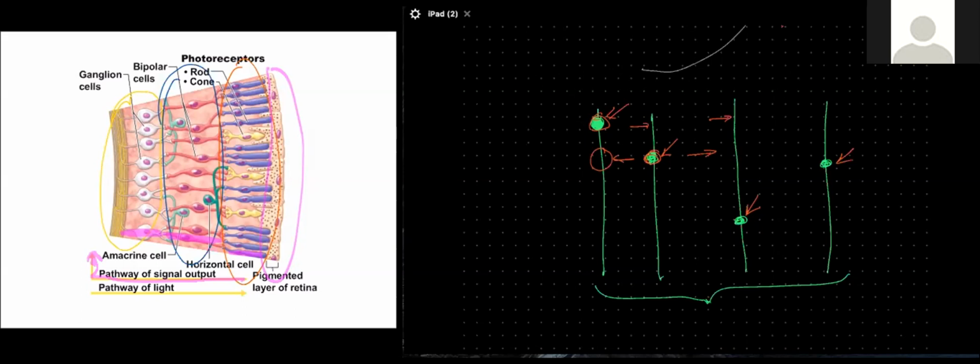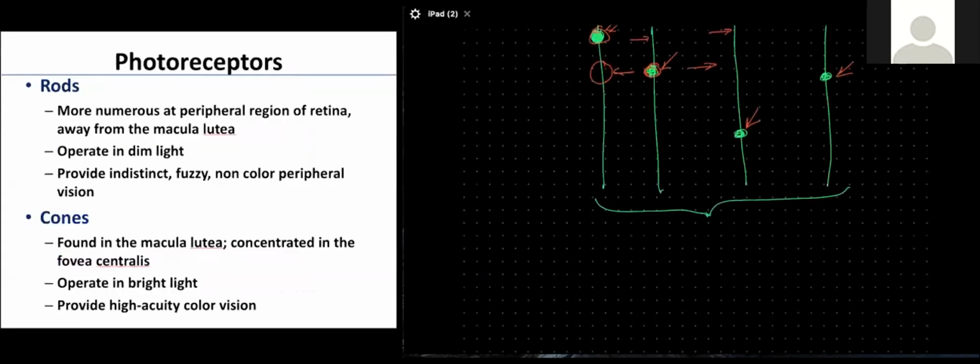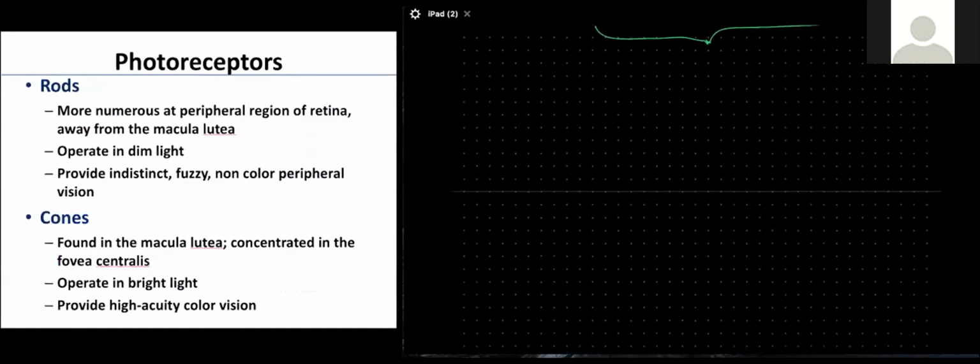All right, so moving on to the difference between the two types of photoreceptors, the rods and cones, and why the fovea centralis is able to detect better pictures compared to the rest of the retina.